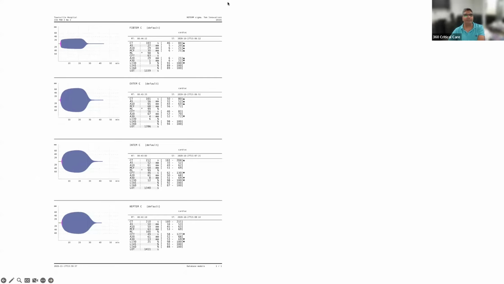What is this one? Quick, quick. What is this one? Somebody has pointed. What does that mean? 100%. So again, fibrinolysis. How will you treat this? Any answer? Tranexamic acid, right? Correct.